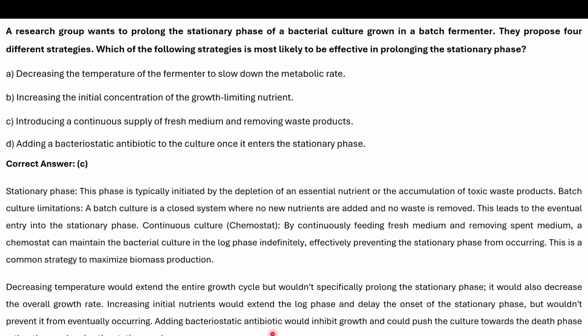And adding a bacteriostatic antibiotic would inhibit the growth and could push the culture towards the death phase quite early rather than prolonging the stationary phase. Okay. So, what the question is asking, the correct answer would be option C.